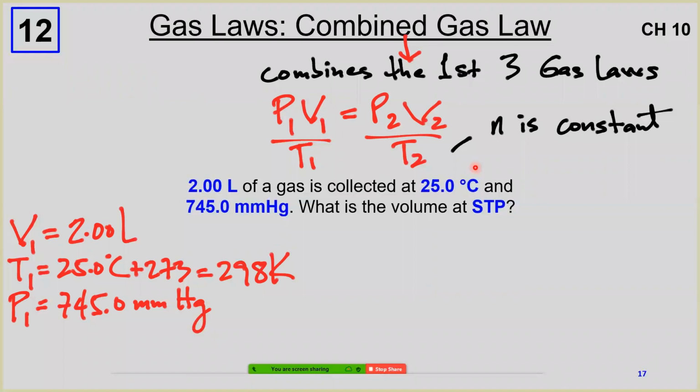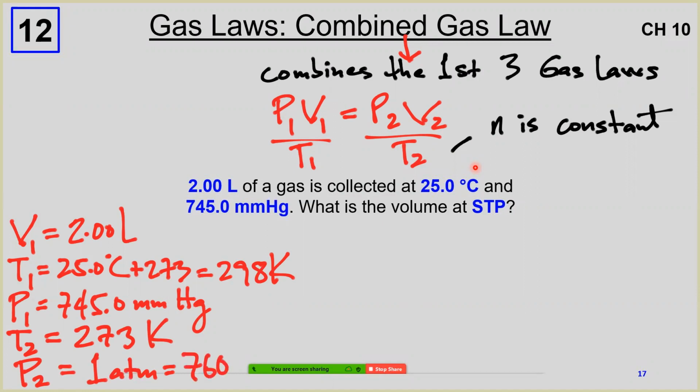And it's asking what is the volume at standard temperature and pressure. So the standard temperature is 273 kelvins, 0 degrees Celsius. And the standard pressure is 1 atmosphere, and 1 atmosphere is equal to 760 millimeter mercury. So we have to make sure that the units match. We were given 745 millimeter mercury. You can convert this to atmosphere or convert atmosphere to millimeter mercury. It doesn't really matter. Now it's asking what is the final volume, V2.